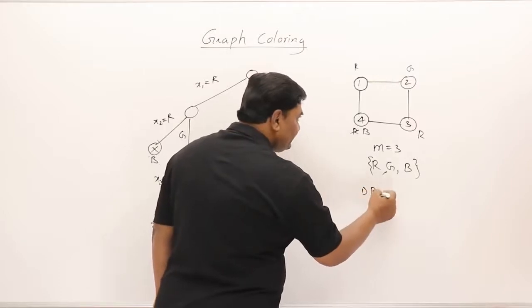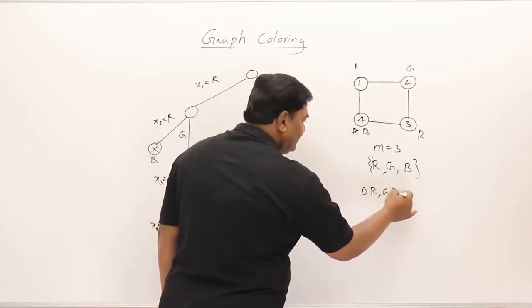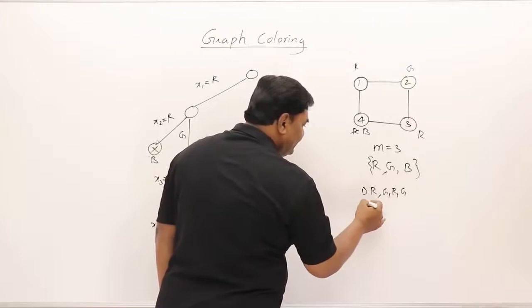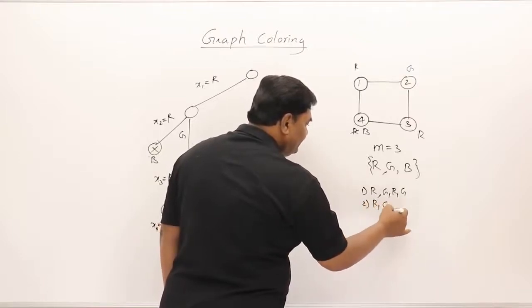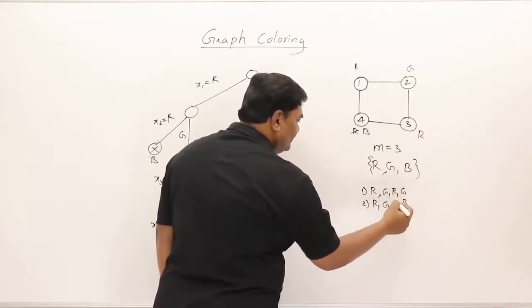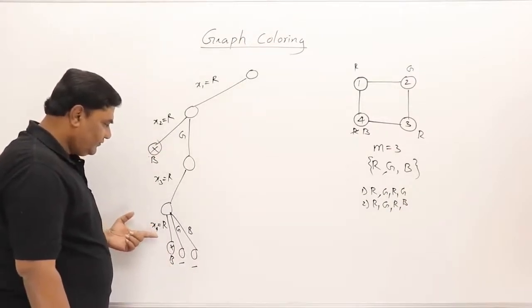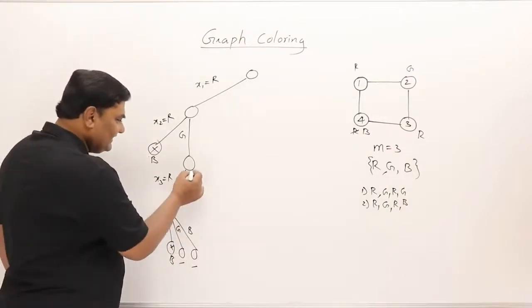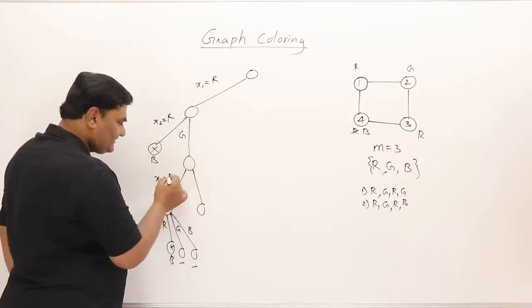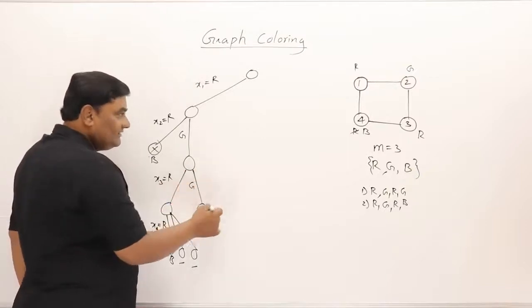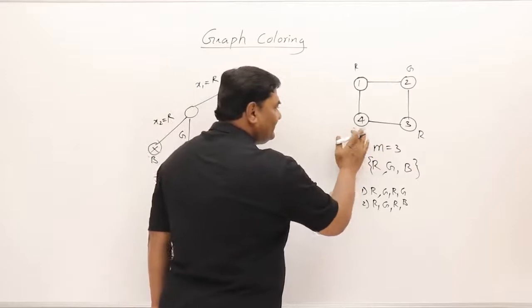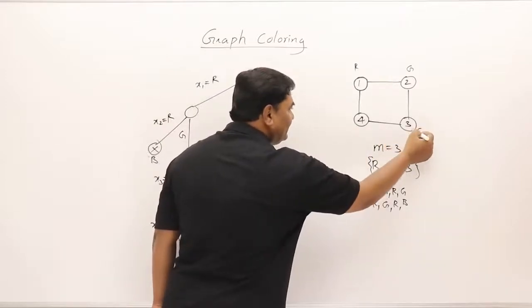First solution is red, green, red, and green. Second solution is red, green, and red, blue. So I have tried all possible colors for the fourth vertex. Go back and try the next color for the third vertex. Red is given. Now green. So I'll remove the fourth vertex and here I'll mention green color.